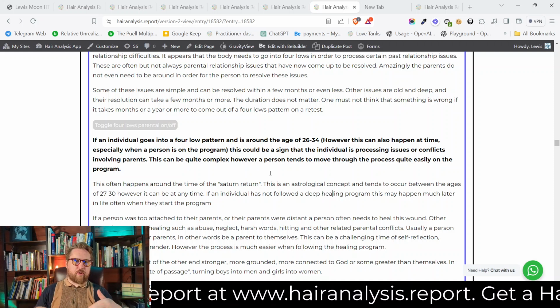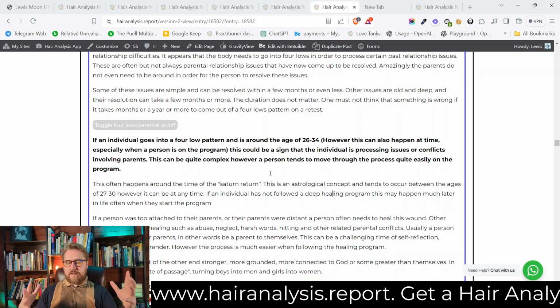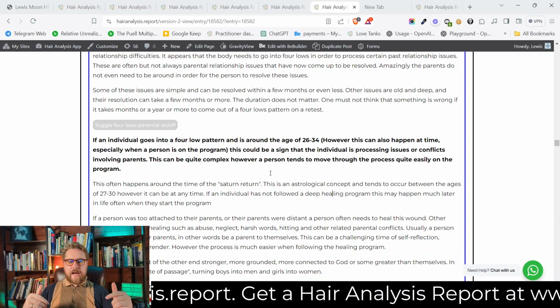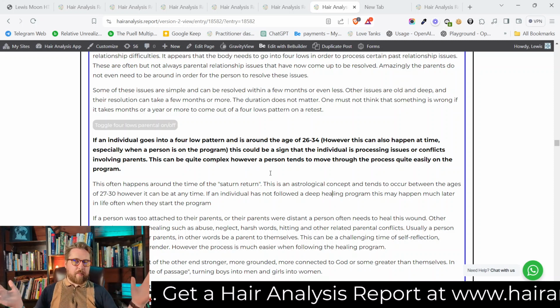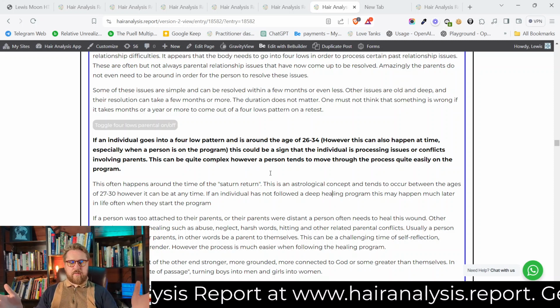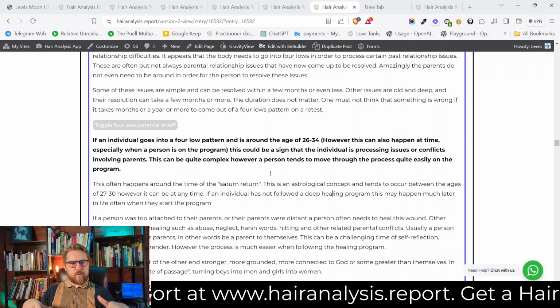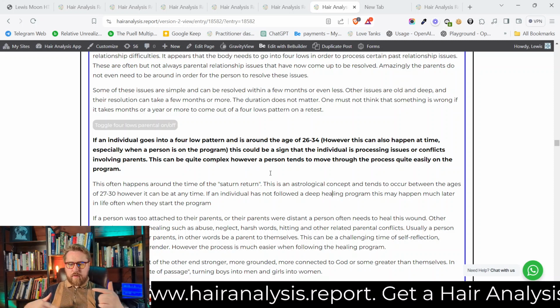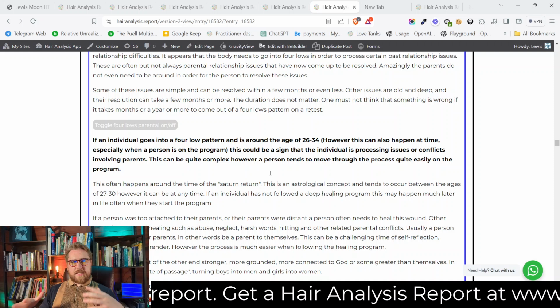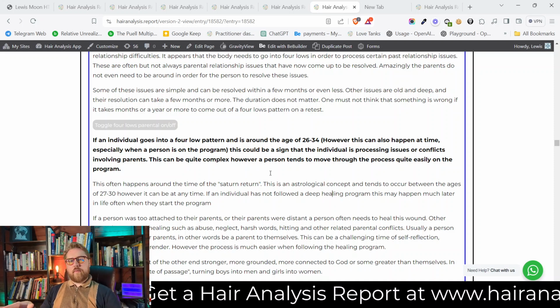So the body goes through this process called a Saturn return, and it's definitely really prominent when you're doing the mineral balancing program. And it's an amazing thing, really. I think Dr. Wilson discovered this, that people do tend to go into a 4-law pattern to resolve conflicts around parents. It's usually conflicts around attachment issues.